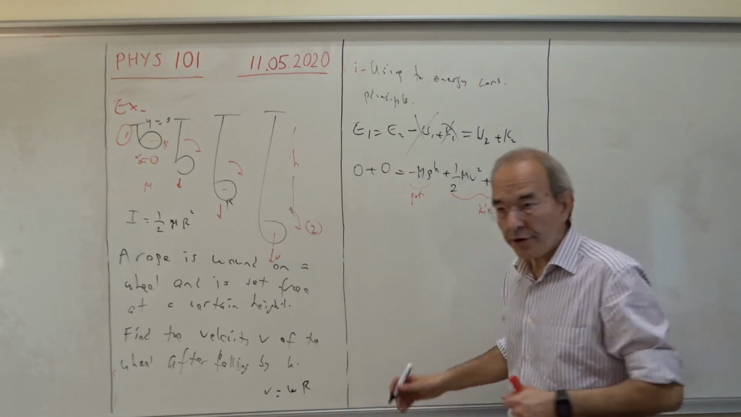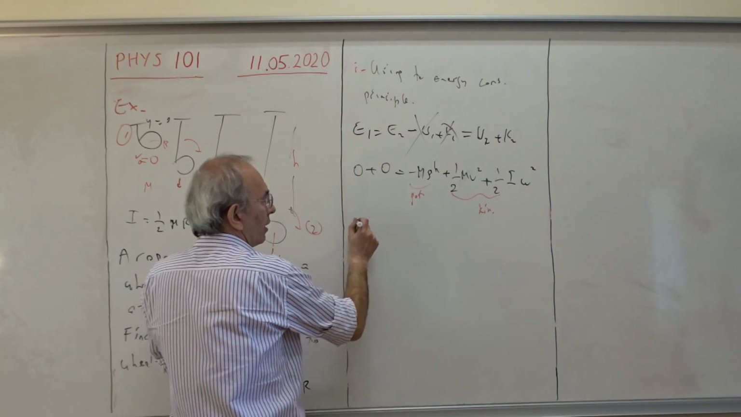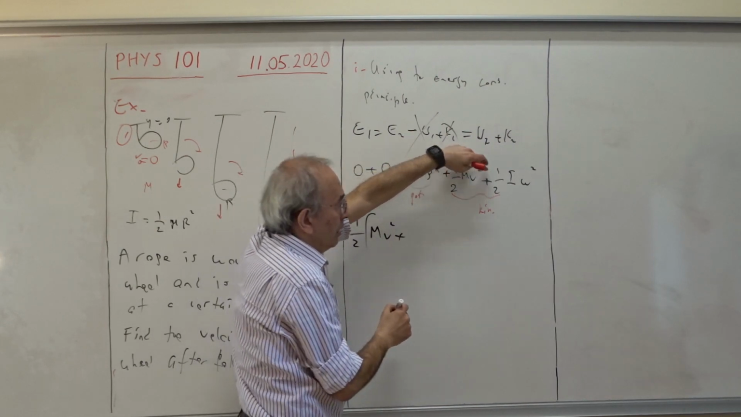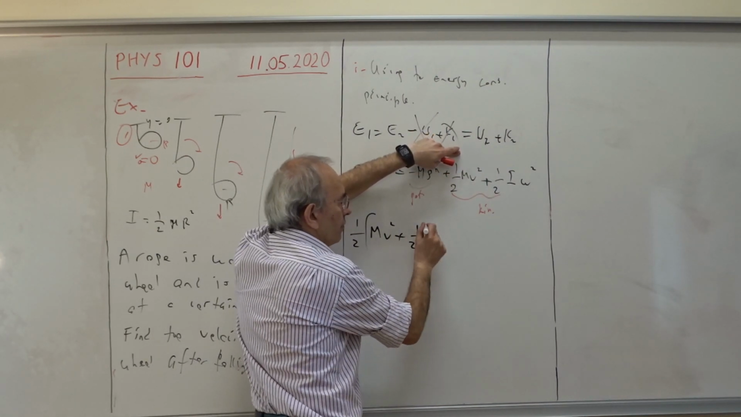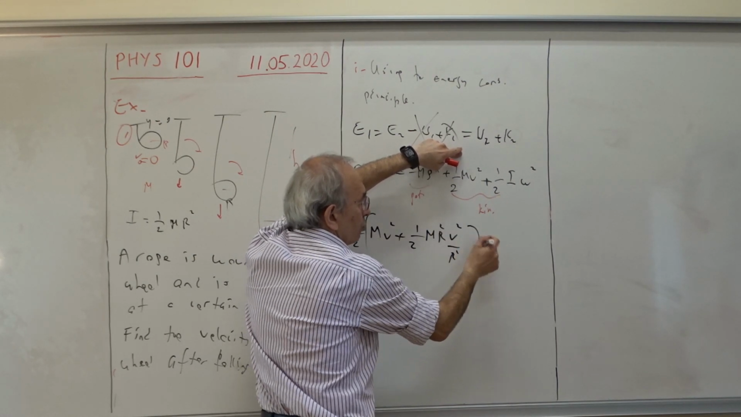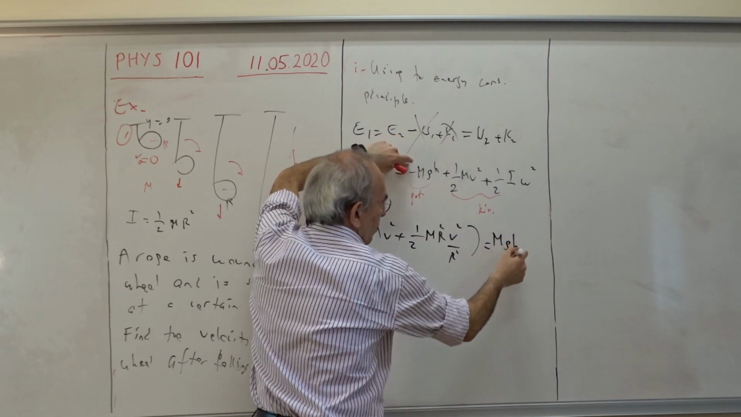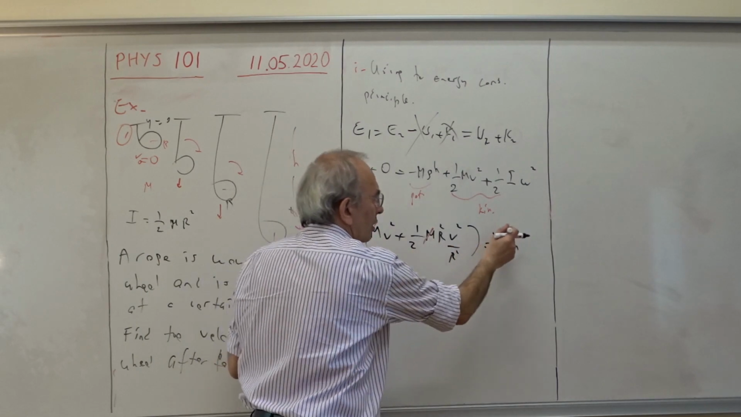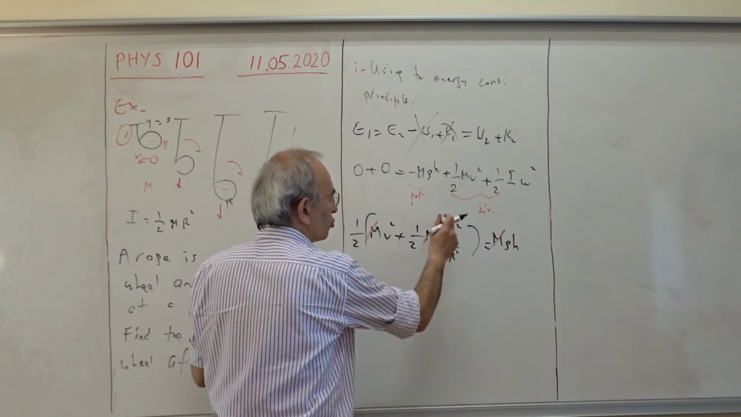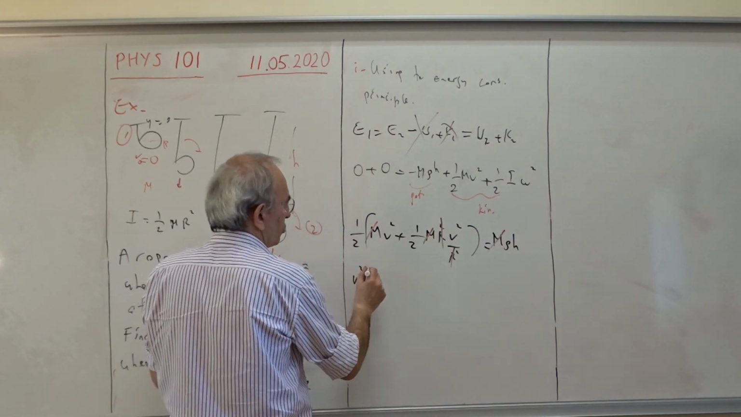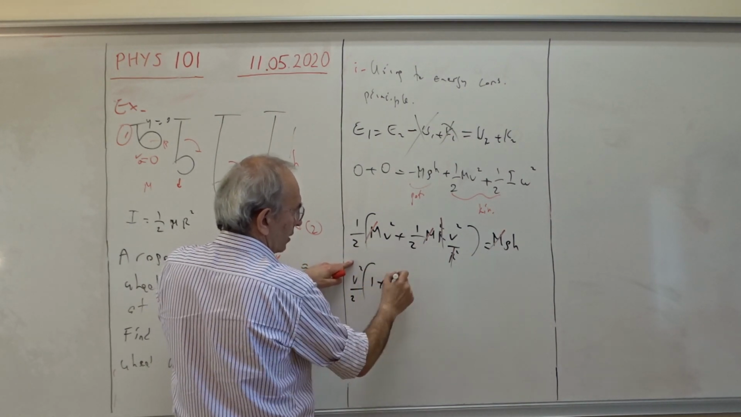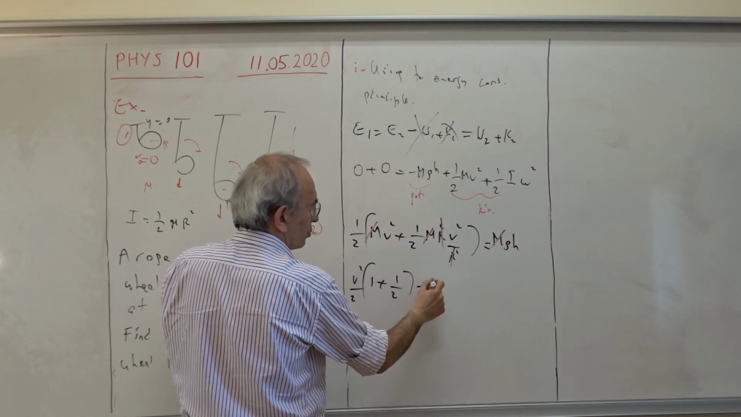So now go one step further. Take it to the other side. 1/2 multiplied by capital M V squared plus I, but I is also 1/2 capital M R squared, omega squared is V squared over R squared. Together we have M g h on the other side. So M's cancel first of all because there is only one kind of mass, unlike the previous one. And also these R squares will cancel. So we have V squared over 2 multiplied by 1 plus 1/2 equals g h.